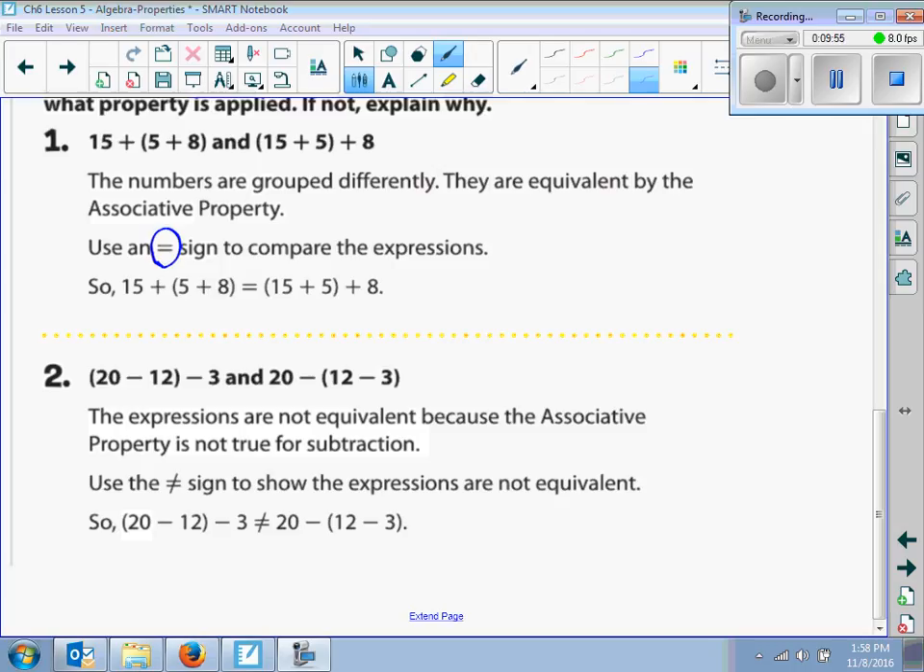All right, so now we simplify. So 20 minus 12 is equal to 8, minus 3 is equal to 5. And then 20 minus the quantity of 12 minus 3. 12 minus 3 is equal to 9. And then 20 minus 9 is 11. So are these equivalent expressions? No, they are not equivalent expressions. And this is the symbol that we use to show that. We write those are not equivalent expressions.